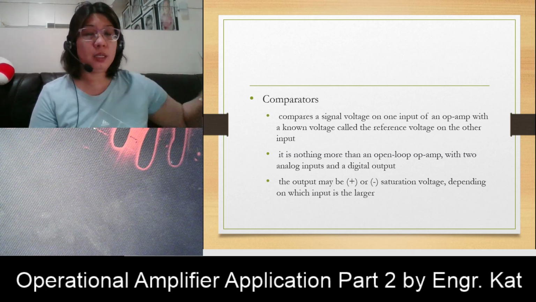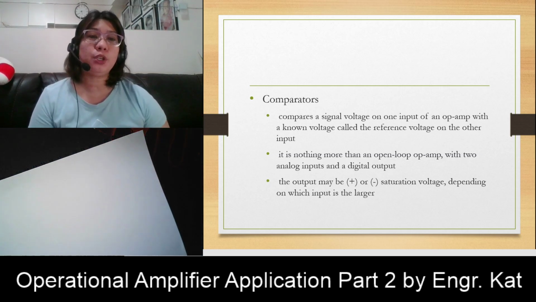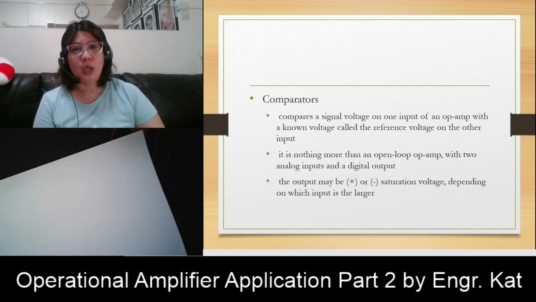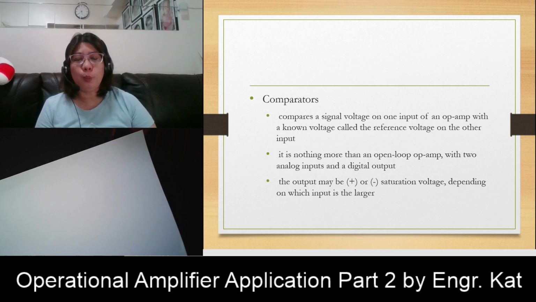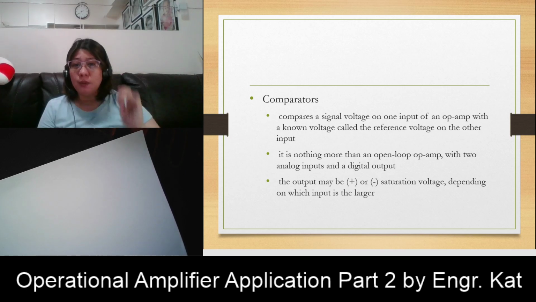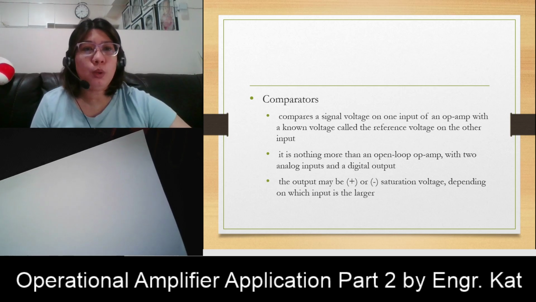It compares a signal voltage on one input of an operational amplifier with a known voltage called a reference voltage on the other input. So it is nothing more than an open loop op amp with two analog inputs and a digital output. You will be inputting an analog changing value for your voltage input, and then you have digital for your output. The output may be positive or negative saturation voltage depending on which input is larger.